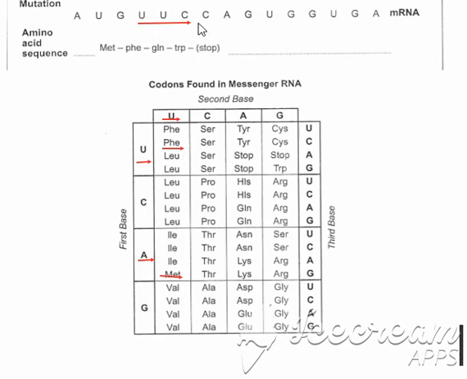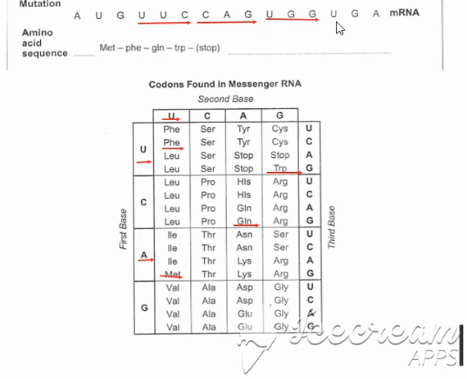For the third code, CAG, we'd then go to C as our first base, we would go across to A as our second base, and then we would identify our third base as G, which would give us GLN. And then we've got the triplet code UGG, so U as our first base, along to G as our second base, and the final of the bases is G, so we have TRP.